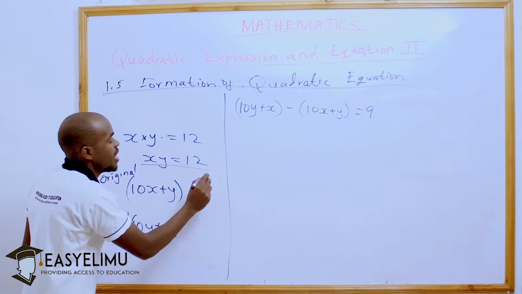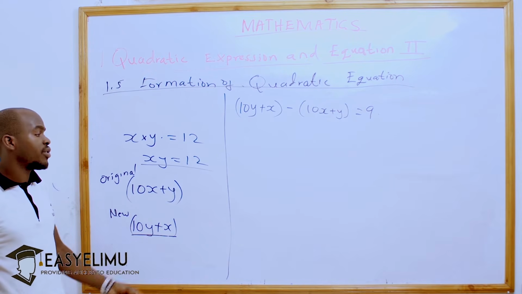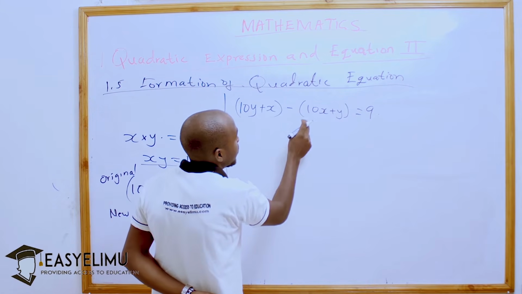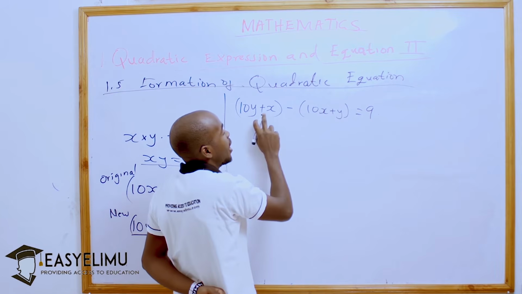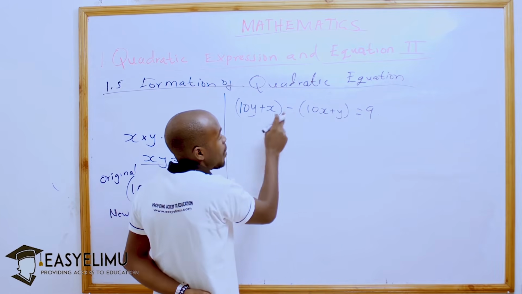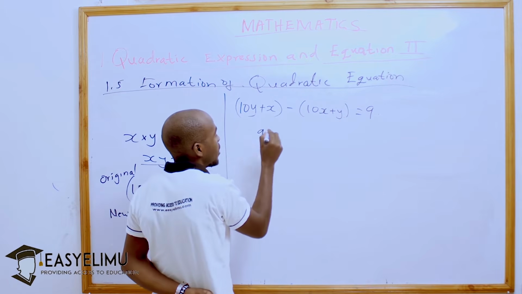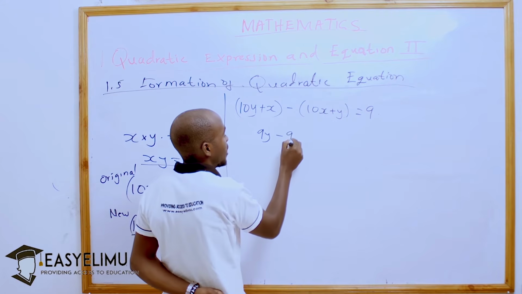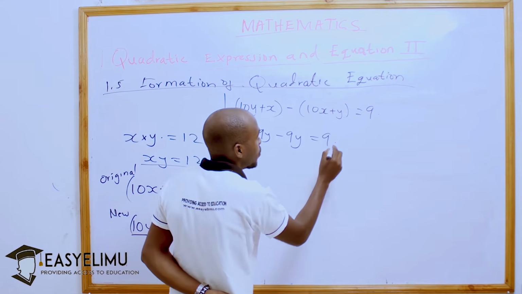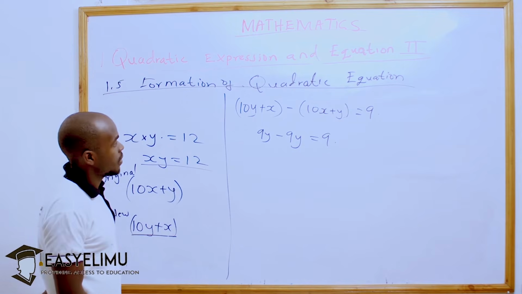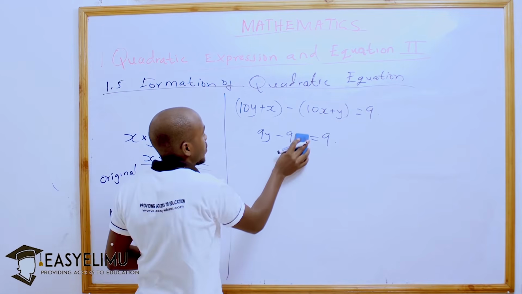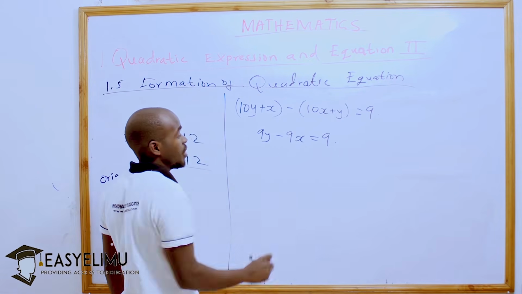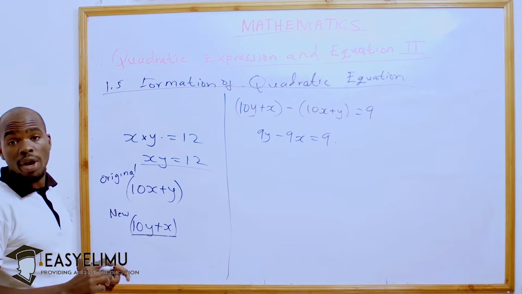And remember here we had the product of the two digits, you get 12. So if we do that, we are going to get 10y plus x minus, now if you open the bracket here, you are going to get 10y minus y, you will get 9y. And x minus 10x, you are going to get minus 9x. So this one is equal to 9. Actually, it's 9x. Sorry for that inconvenience. So x minus 10x, you are going to get minus 9x. So that is what we are obtaining there.